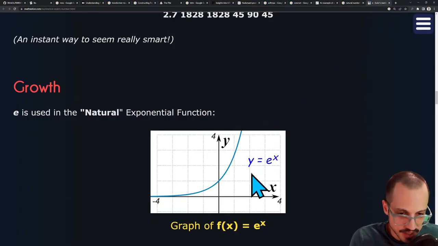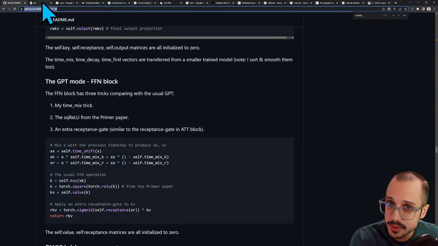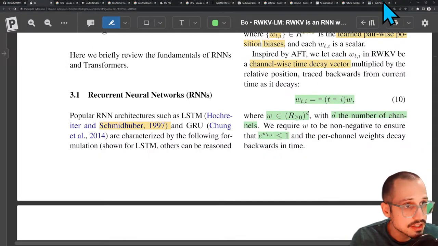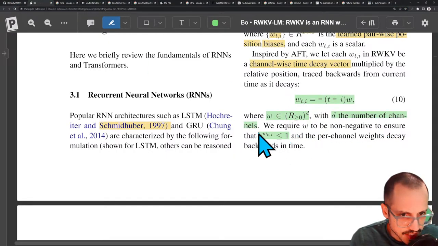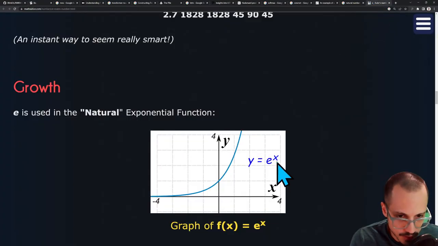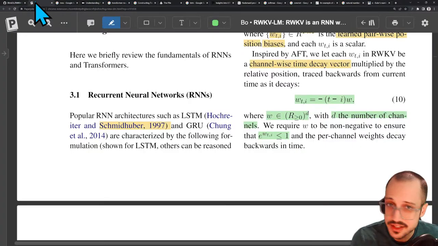So what are they saying? They're saying because e to the x is undefined for negative numbers... no, what are they saying here? We require w to be non-negative to ensure that e to the w is less than or equal to 1. So they want e to the x to be less than or equal to 1. The crossing point of y equals e to the x is right at 1, which means you have to feed in an x that is less than 0 in order to get y of less than or equal to 1. Or no, the opposite.